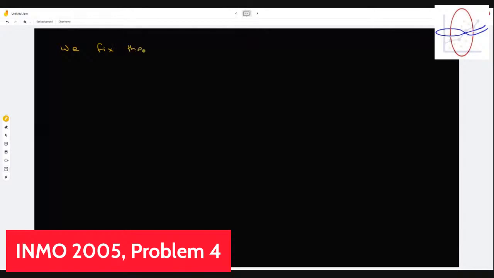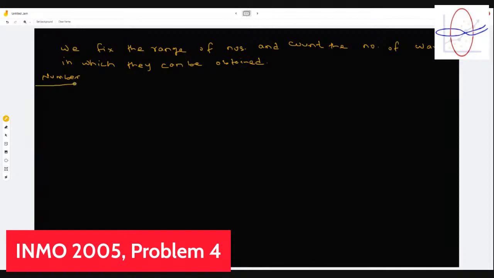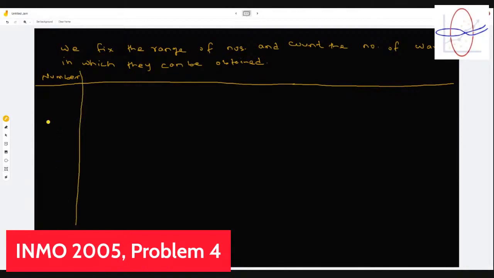The range of numbers and count the number of ways in which they can be obtained. I mean, what I'm going to do is first pick a number and make this one work.